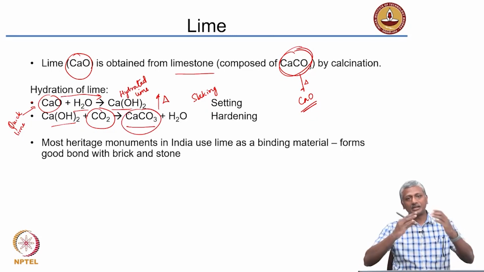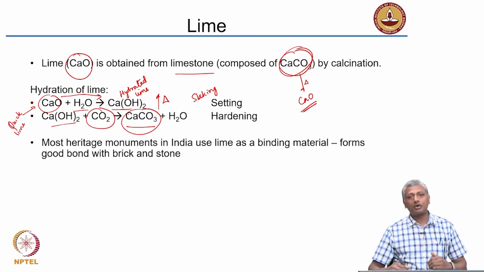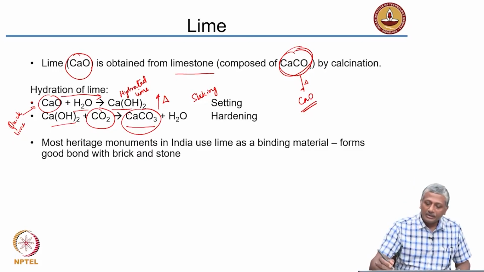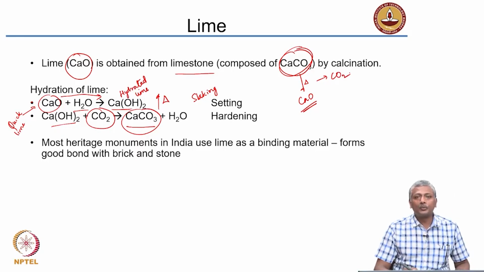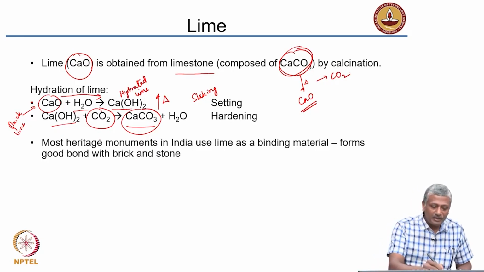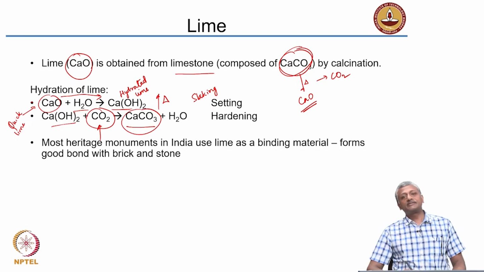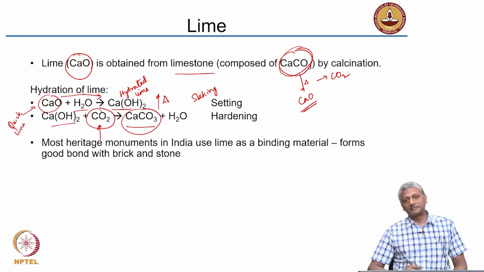So we started with CaCO3 and we reformed CaCO3. Now, this is the advantage with using lime. What is happening here? Although we are emitting CO2 while making the lime, we are reabsorbing the CO2 during the process of hardening. And that is a very important thing for you to remember.